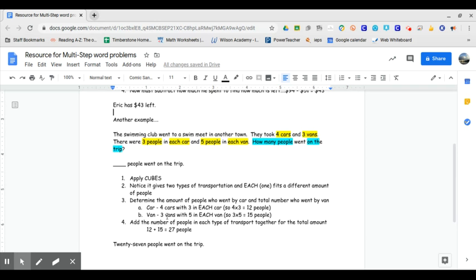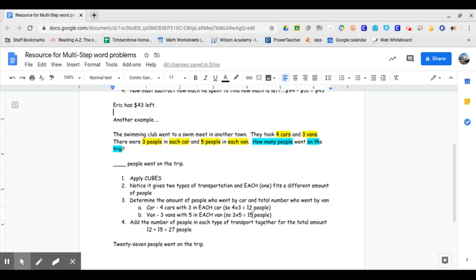And for my vans, I have 3 vans. Each van fits 5 people. So 3 times 5, there were 15 people. These are my first step. I know it seems like that's kind of multi right there, but really I'm finding out how many people went by each vehicle. Then my second step, or third, depending how you want to look at it, is I need to add together these numbers.